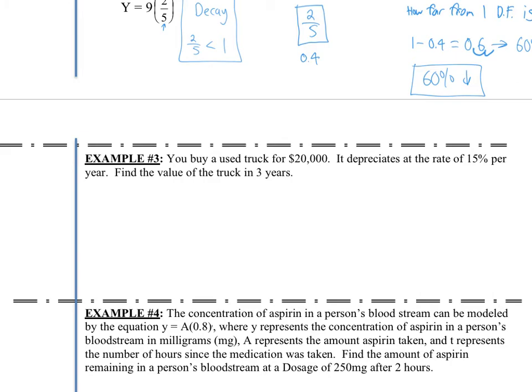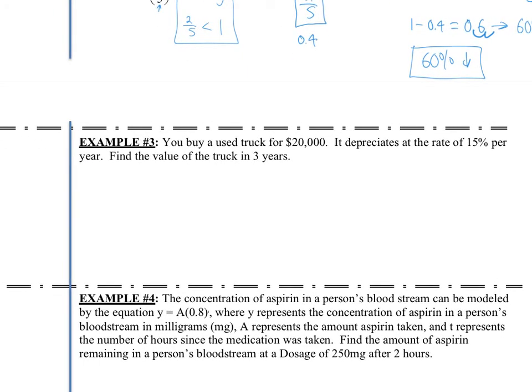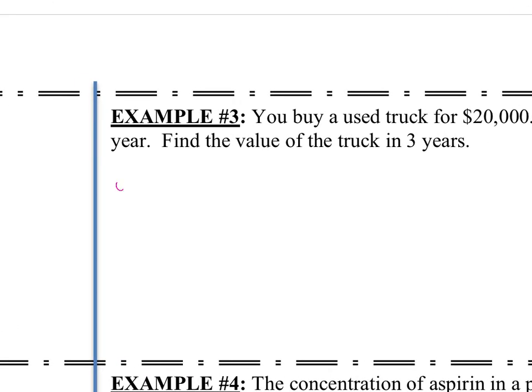All right, example 3. You buy a used truck for $20,000. It depreciates at a rate of 15% per year. Find the value of the truck in 3 years. Okay, we're going to use y equals c times (1 minus r) all to the t.